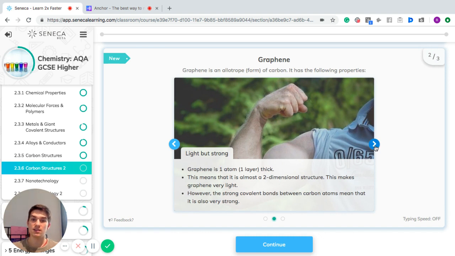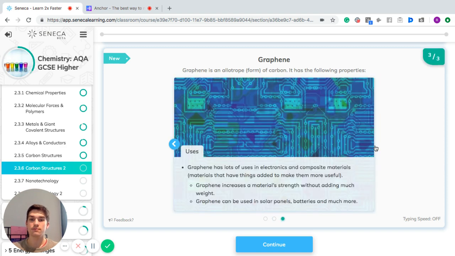So graphene is one atom thick, so just one layer. And this means that it's almost a two-dimensional structure, which means it's very, very light. However, because of the strong covalent bonds between the carbon atoms, it also means that it's very strong. And some of the uses of graphene are that they're used in electronics a lot and also in composite materials.